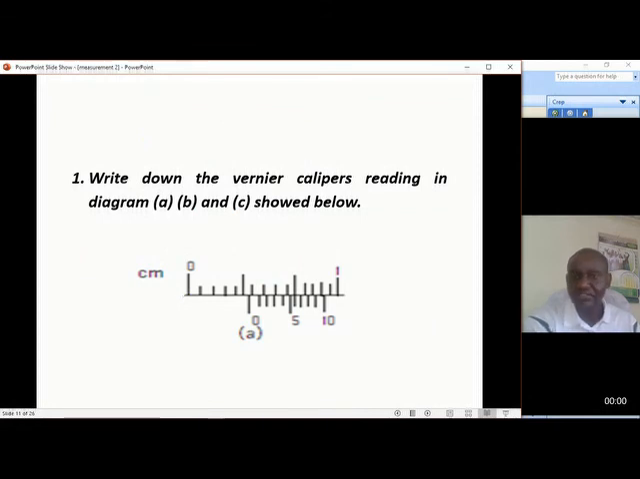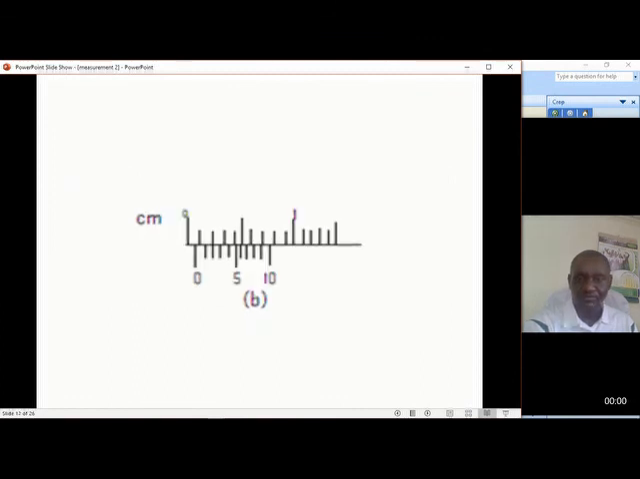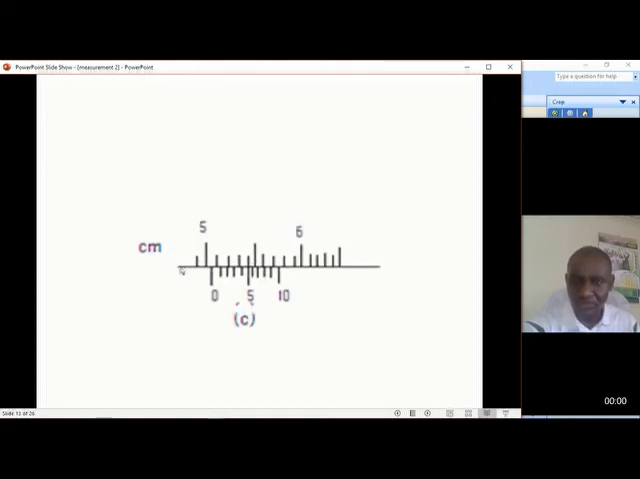So write down the vernier scale reading in the diagrams. Like for example, this one. You also have this one. This is 0, 1. Then you have that one. Then you also have this one.